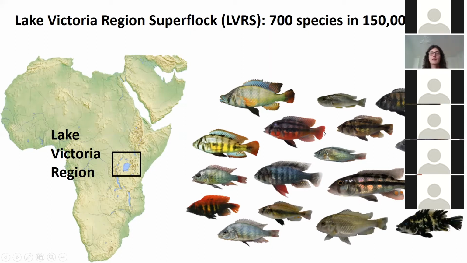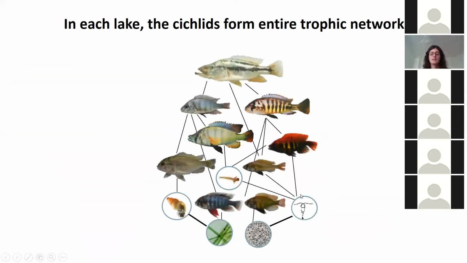And in each of the lakes, these cichlids occupy all kinds of niches you can imagine, from top predators feeding on other cichlids down to cichlids that are specialized algae scrapers.